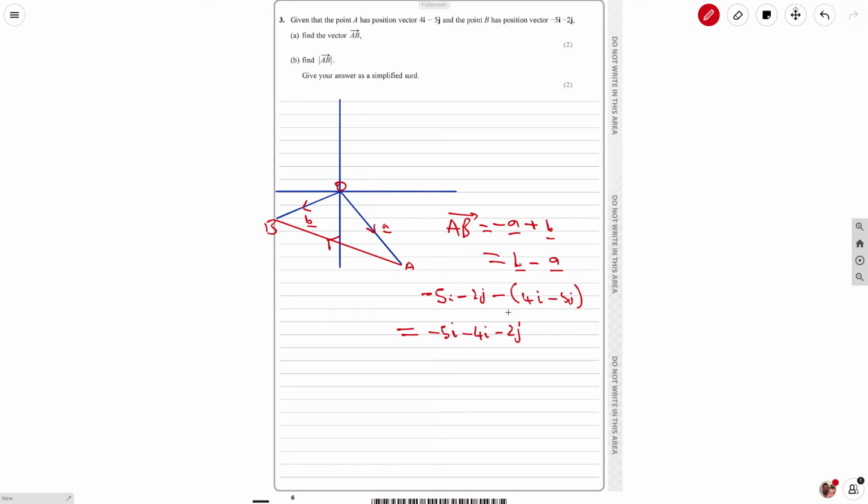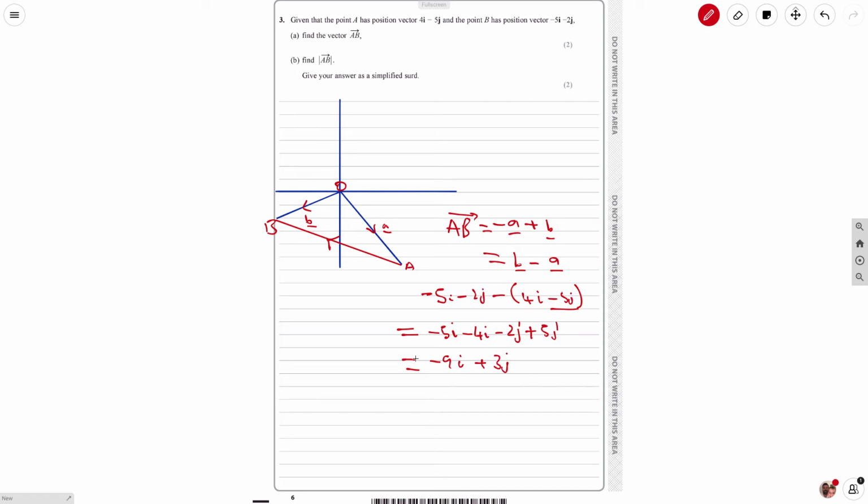this minus on the outside of the bracket with this minus next to the 5j, okay, is going to create a plus, so this is plus 5j. Okay, so collect our i's together and collect our j's together. This is the vector AB.